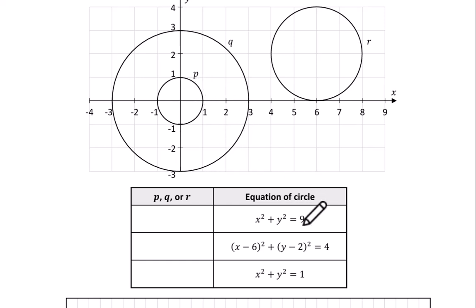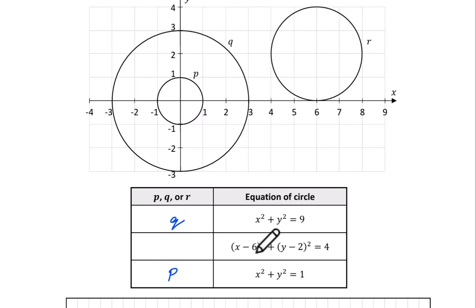Now the radius of this circle here is given by this number here. This is actually the radius squared. So we need to square root 9 to get the radius of this circle, which is 3. So this circle here, Q, has a radius of 1, 2, 3. So the first one is just Q. The last one I'll do as well because it's in the same format. It's x squared plus y squared is equal to 1. So the radius here is the square root of 1. The center is 0, 0. So the radius here is 1. So it must be P. So P is down here. So the other one then is just R.